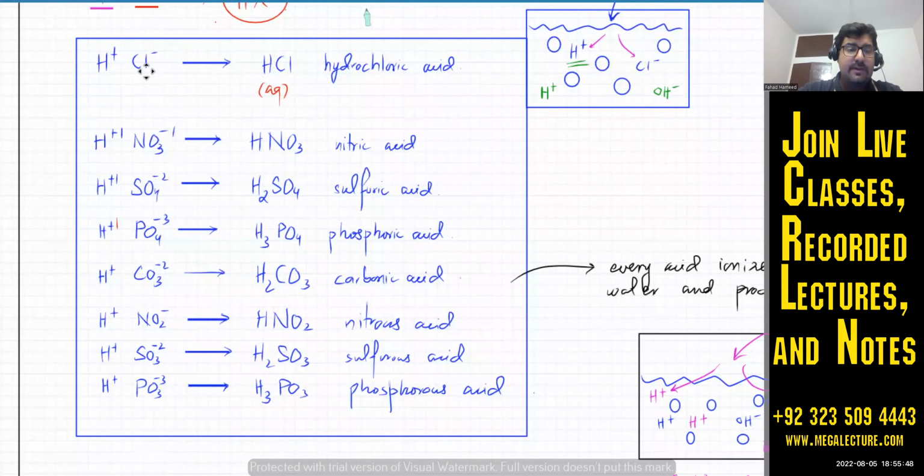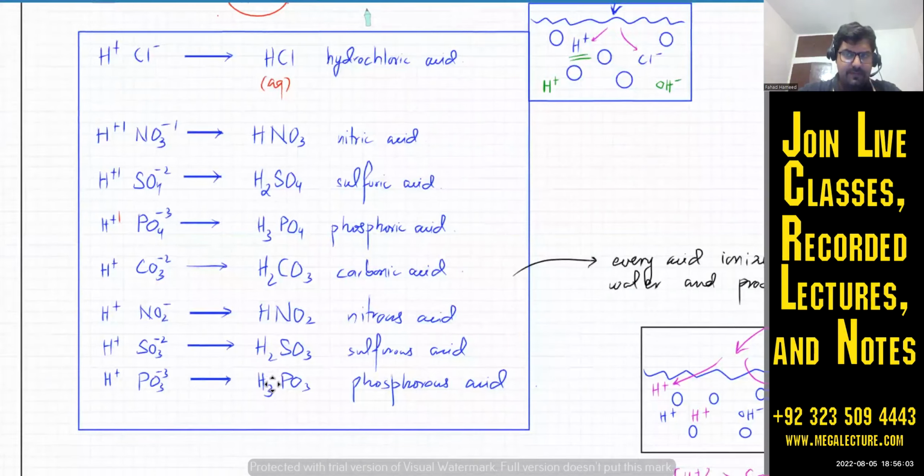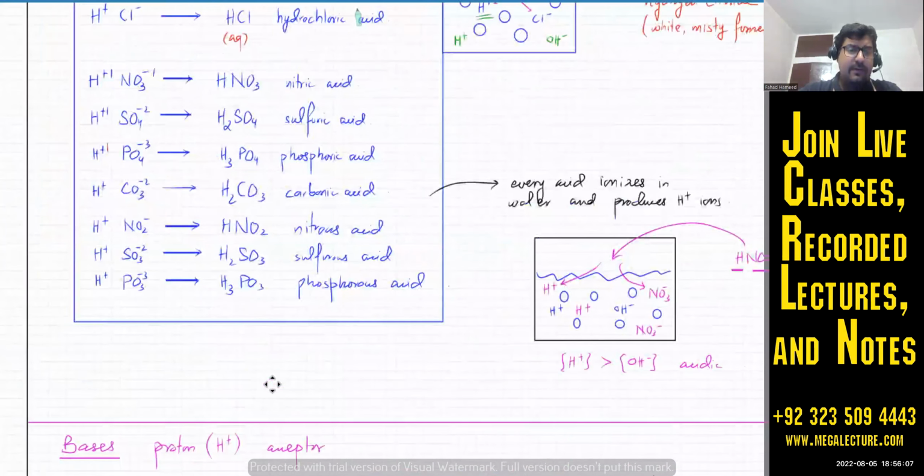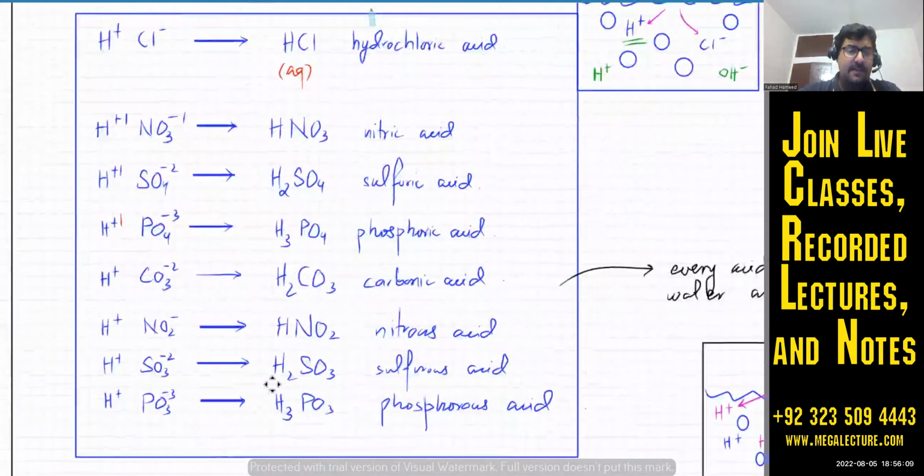So attach H plus 1 to any negative ion, that's an acid. With Cl ion, that's HCl. With a nitrate, that's nitric acid. With a sulfate, that's sulfuric acid. With phosphate, that's phosphoric acid. Carbonate is carbonic, and so on. So you have to remember all of these acids by heart.